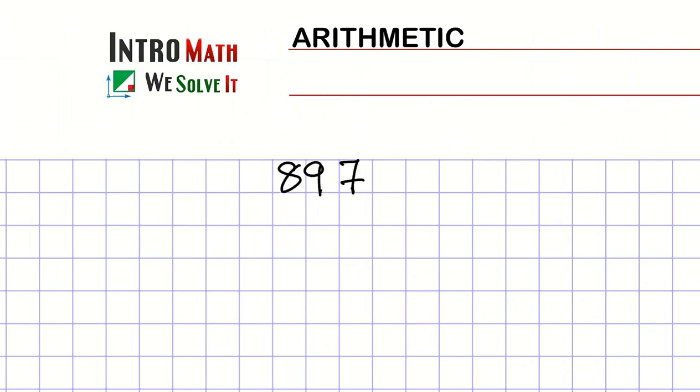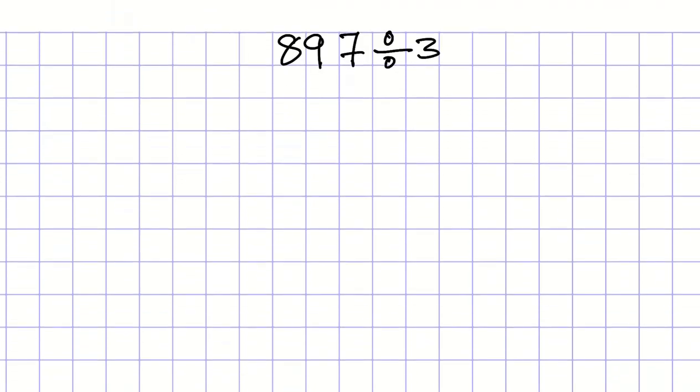897 divided by 3, right? So what do you do? You line things up like we normally do. You put 3 here, and you draw the division symbol, and you put 897 like that, and then you start the process of division.